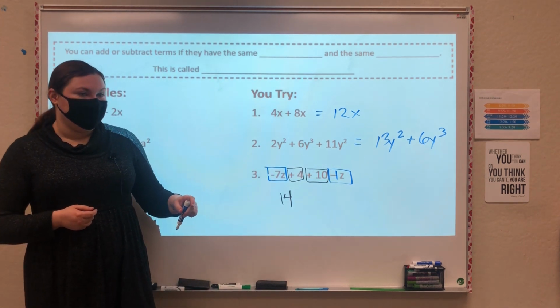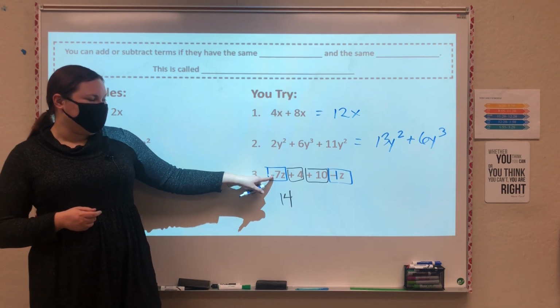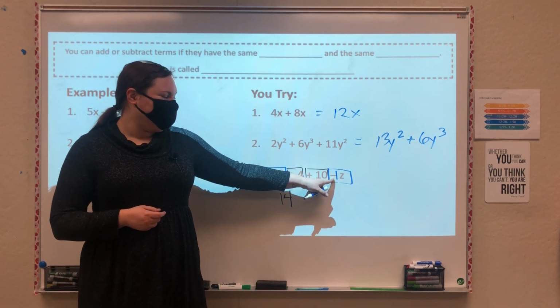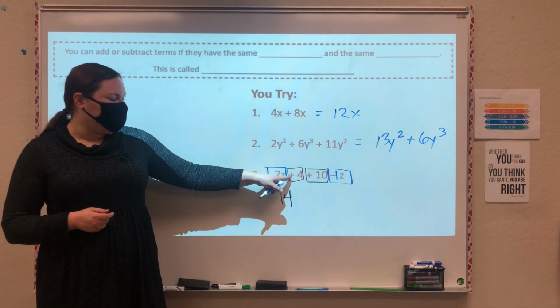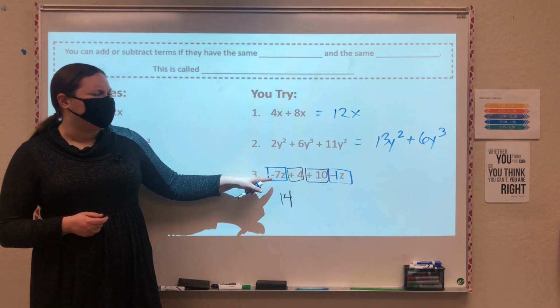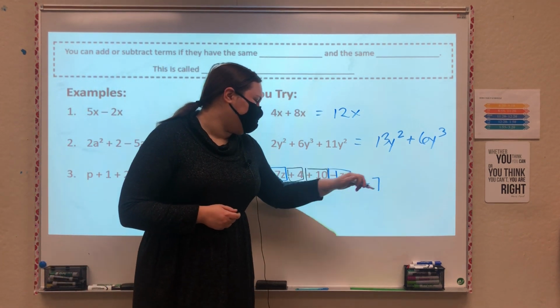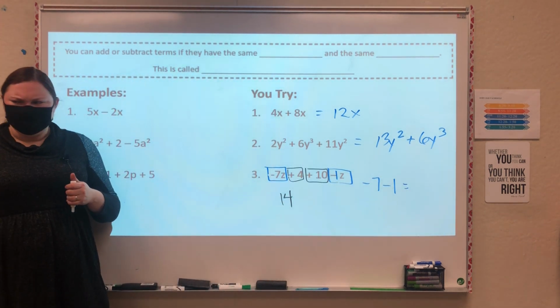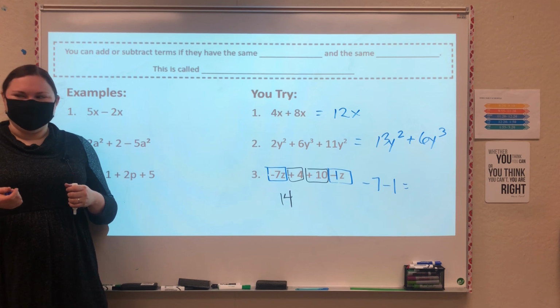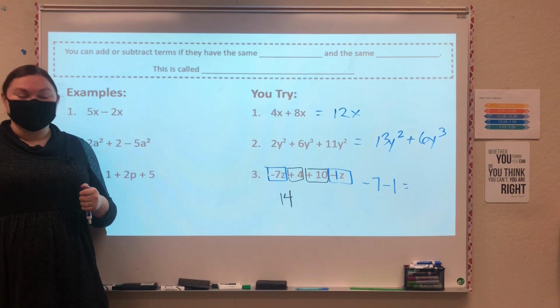Plus 1? Oh wait, I don't see plus 1. I see negative 7 plus the negative 1, or minus 1. Remember, if you're looking at this plus sign, that's on the 4. We want to be thinking of negative 7 minus 1. What is negative 7 minus 1? Negative 8. Negative 8.